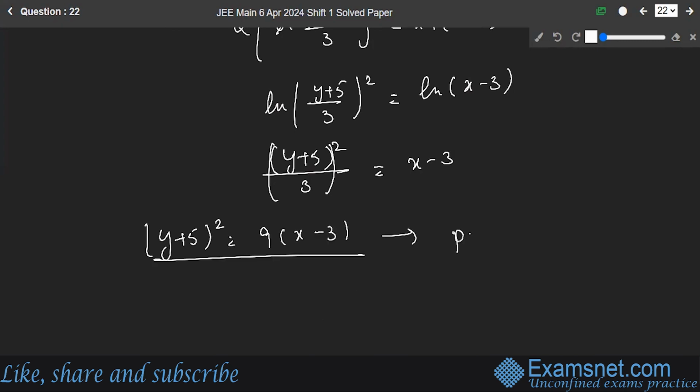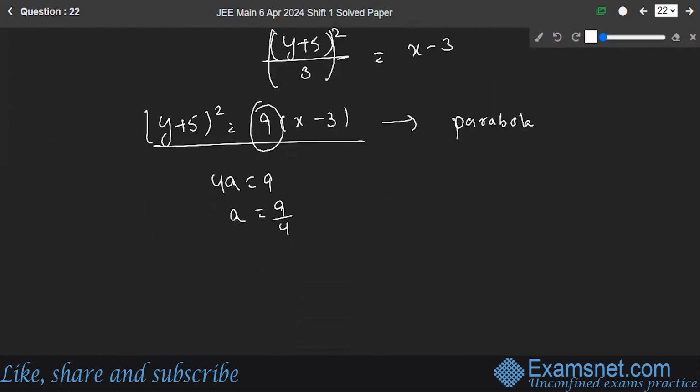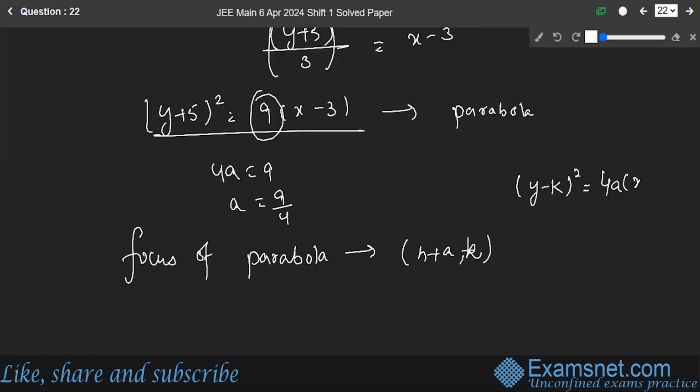Now this is the equation of the parabola, where 4a will be equal to 9 or a will be equal to 9 by 4. Now you have to find out the focal distance of this point 7 comma 1 to the focus. This is given as d. So find out the focus of the parabola. What is that given by? It is given by h plus a and k. So the general equation for this is y minus k whole square is equal to 4a into x minus h. So this is the given focus of the parabola.